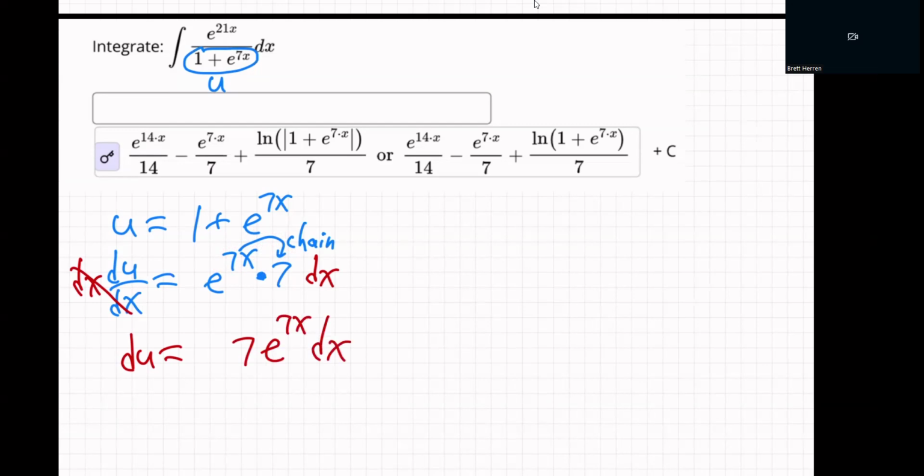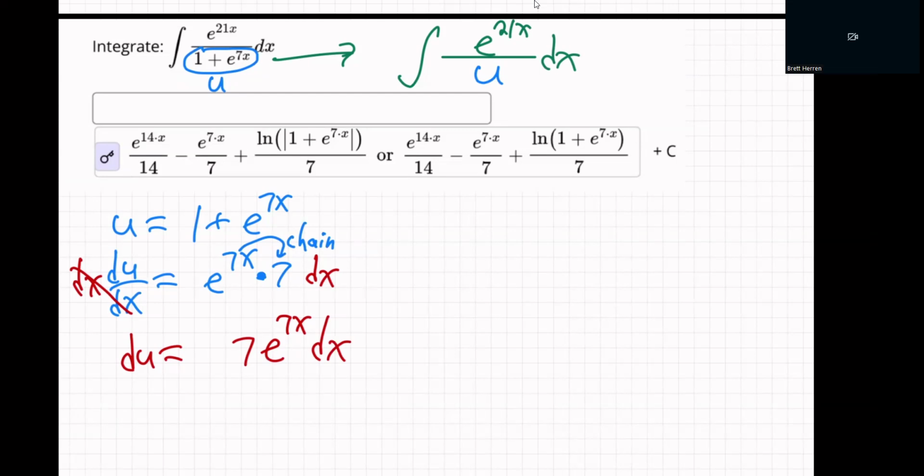Okay, so let's take this derivative and let's see if we can start rewriting all the x stuff in terms of u stuff. So we have e to the 21x on the top. I'll just leave that be. The bottom, that's just u. And then we have dx. So, what can we do?